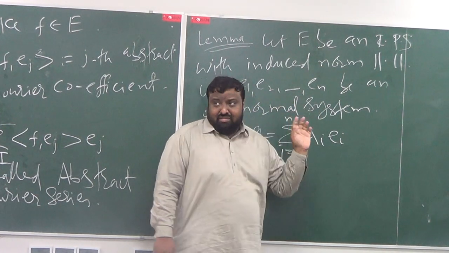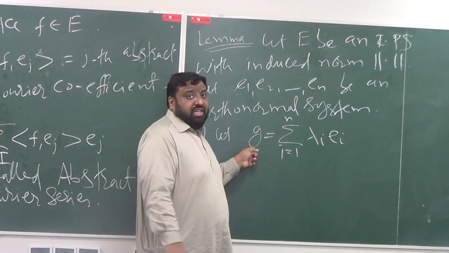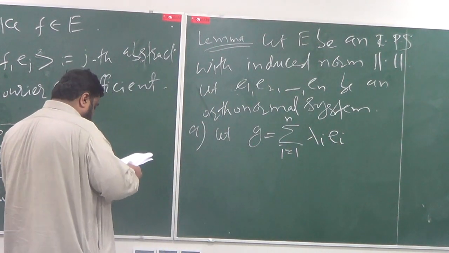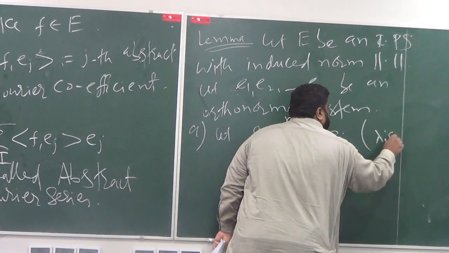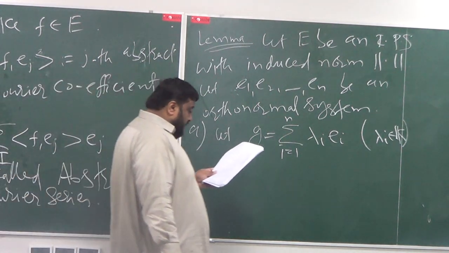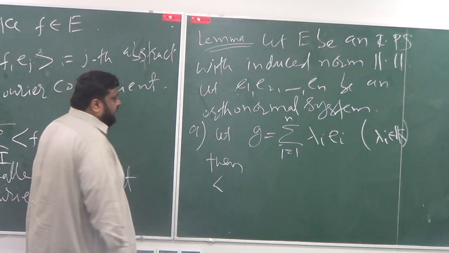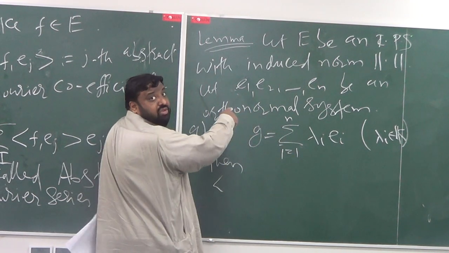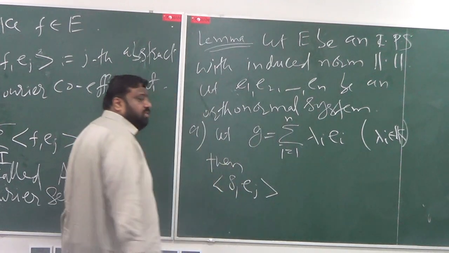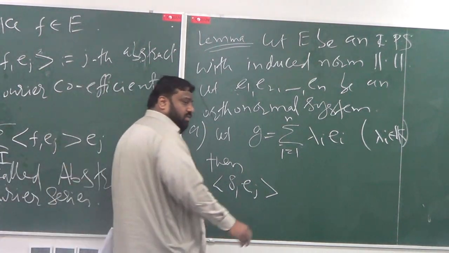Because what would be the meaning of a span? So all possible linear combinations. So I'm saying that G is an element in the span, basically. It's one linear combination, so this must be in the span, where these lambda i's are scalars. Then I have this first result that if you take any linear combination of this orthonormal system, and take its inner product with, for example, an abstract element ej of this orthonormal system, what do you think? What are you going to have?